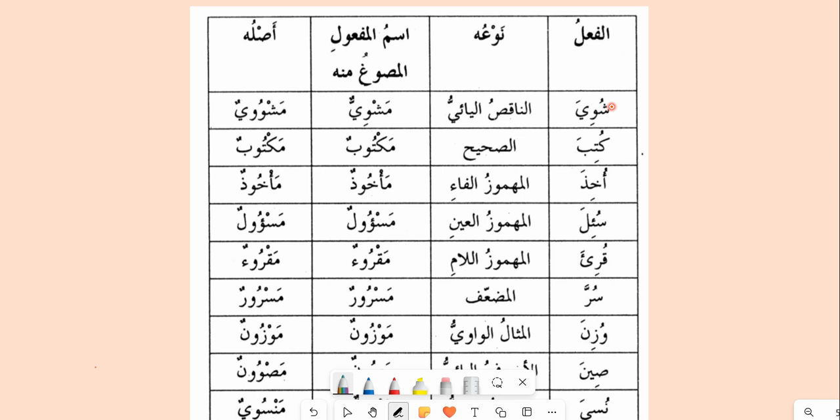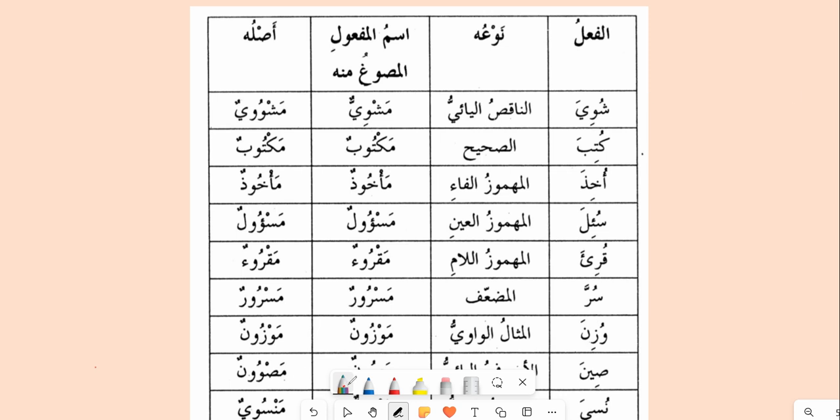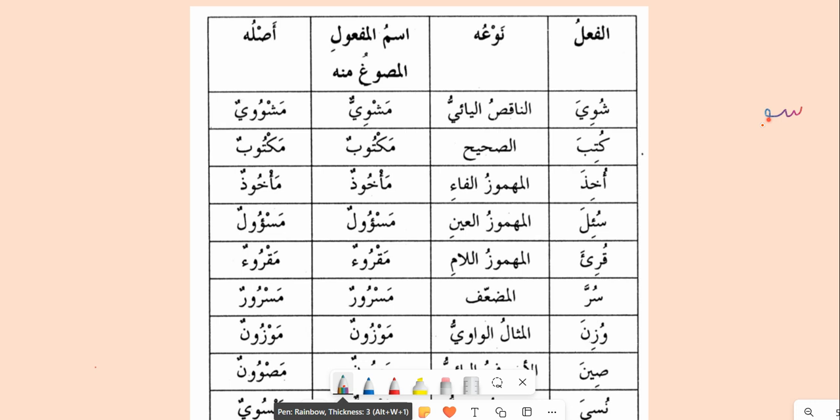The first one is shawa. So this is the majhul ones, and what type is it? Now here they have not given the original past tense, so I will write it here. Inshallah, I will write it here. So it's shawa, sheen, waw, and the alif makhsura, shawa.